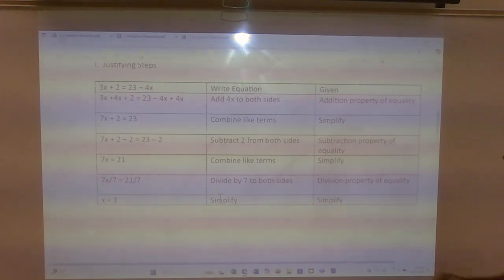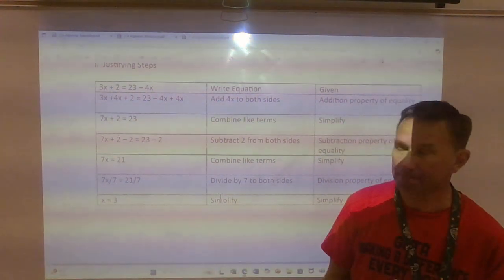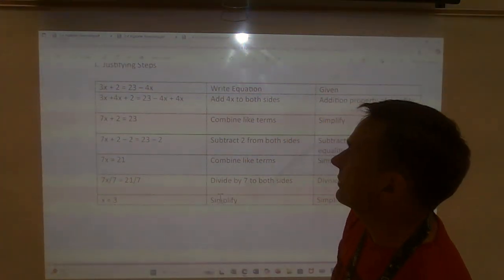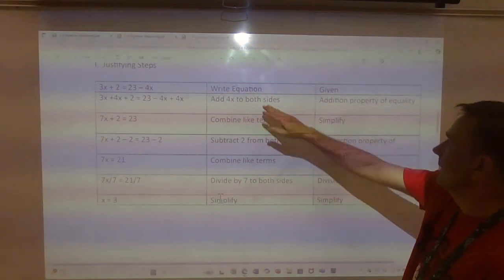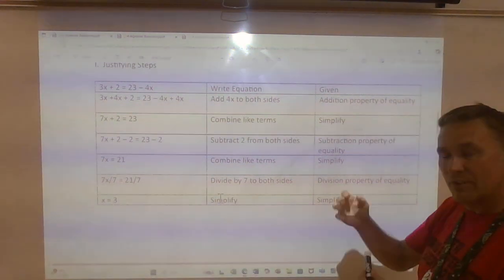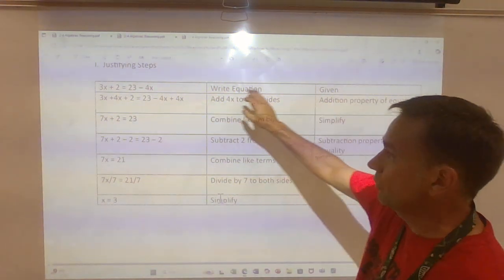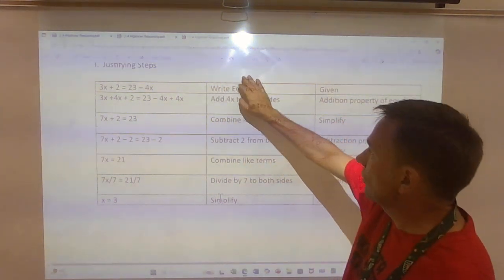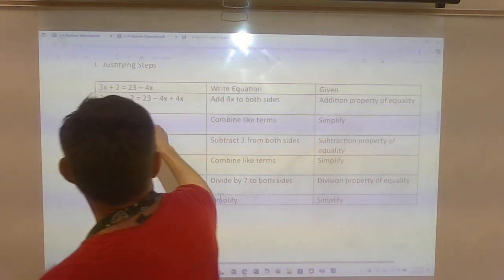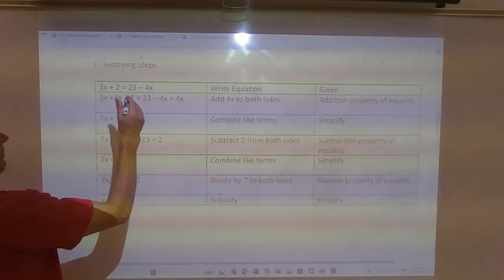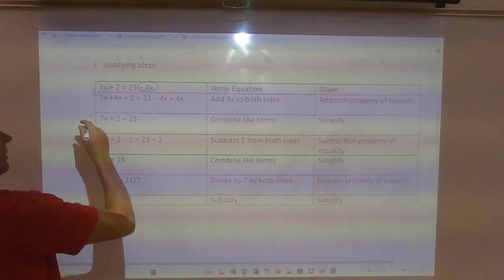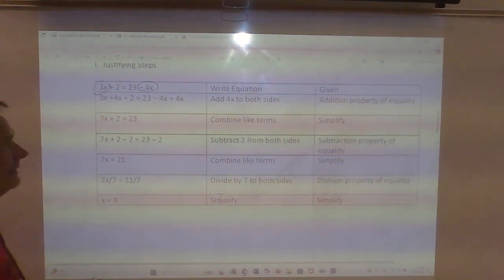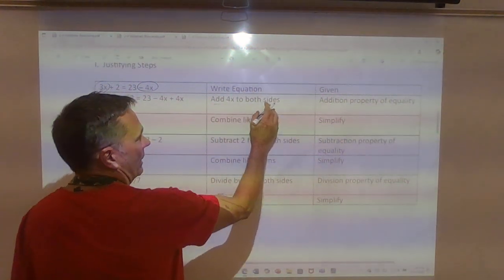Because now we kind of want to formally explain what we're doing. So if we start with 3x plus 2 equals 23 minus 4x, that's our given. A lot of times in our proofs, we always start with a given, maybe even 2 or 3 givens. So we write the equation out. Now, we want to be able to combine these two terms. We do that by adding opposites. We know we have to add 4x to both sides. That's what we're doing here.